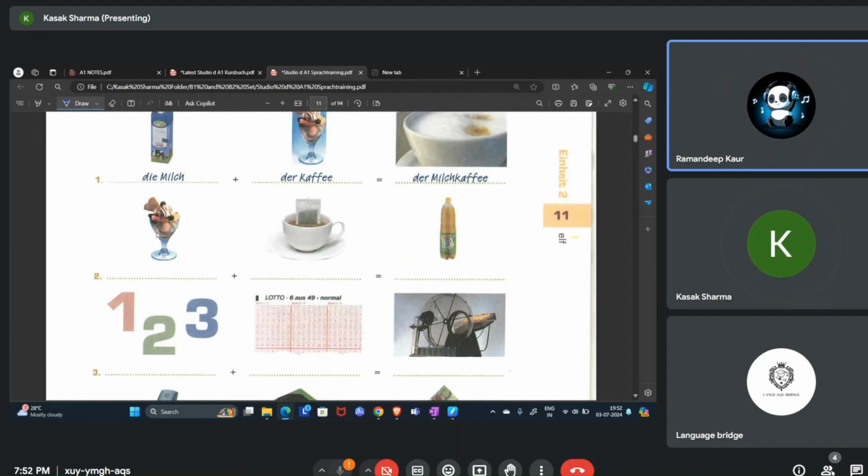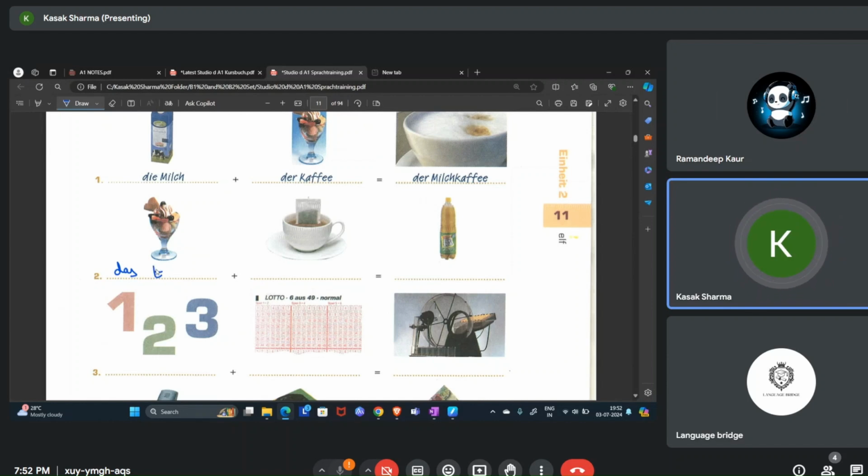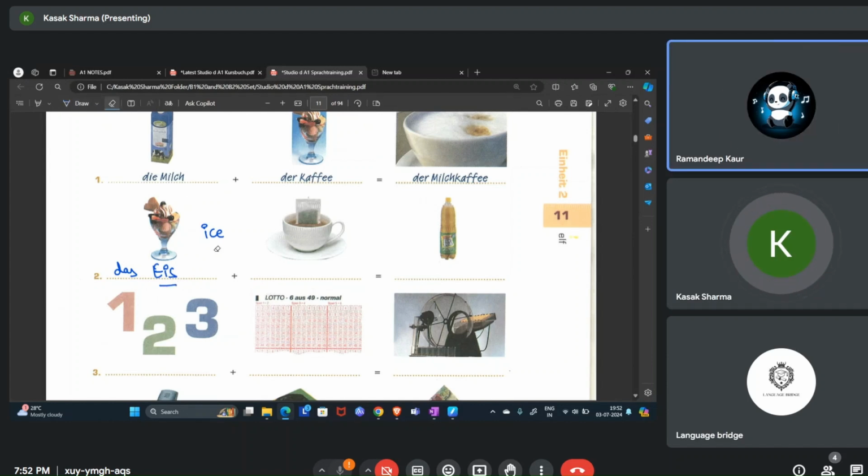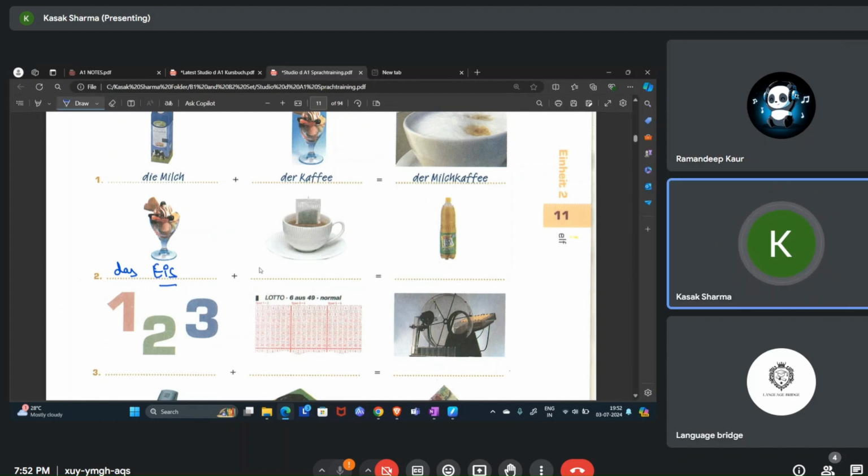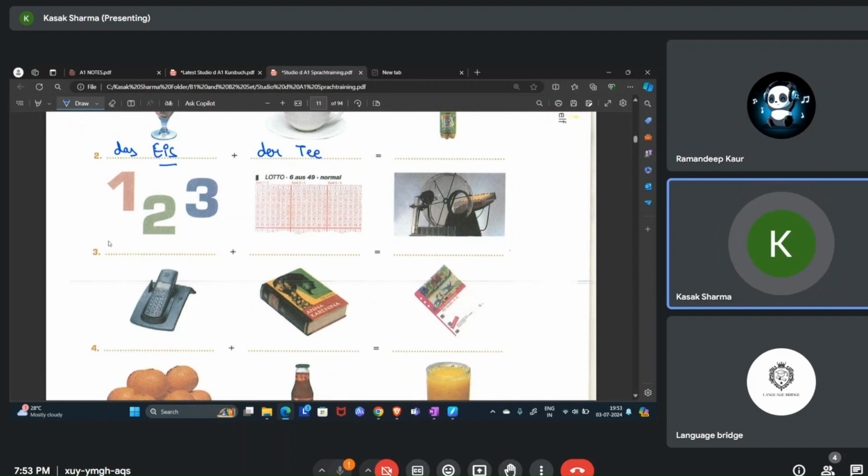This is my das Eis. Basically, for ice cream we use the same word as for ice, the word for ice and ice cream are the same. And this is my der Tee, and this is die Zahlen, the numbers, and this is my Lotto, basically the lottery ticket we have, so we call it das Lotto.